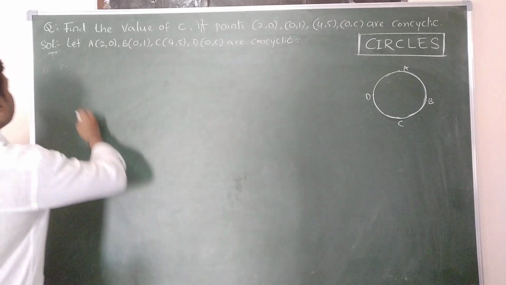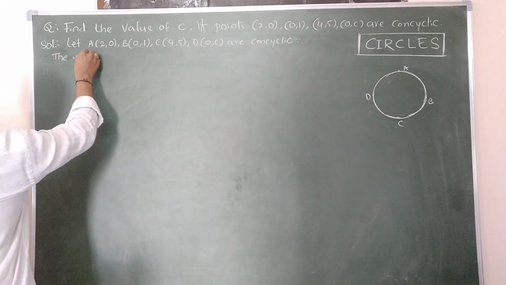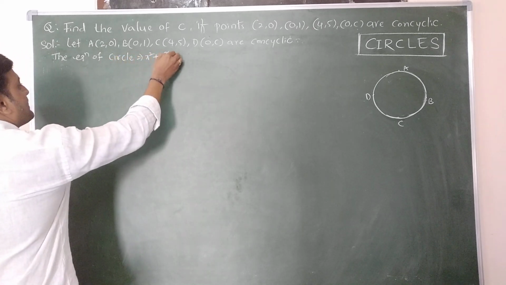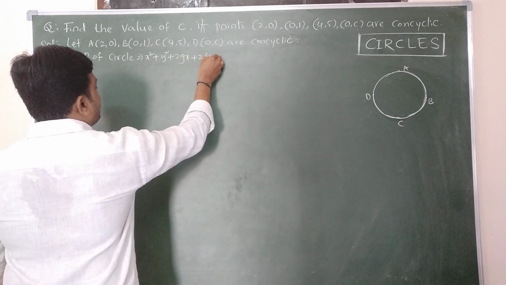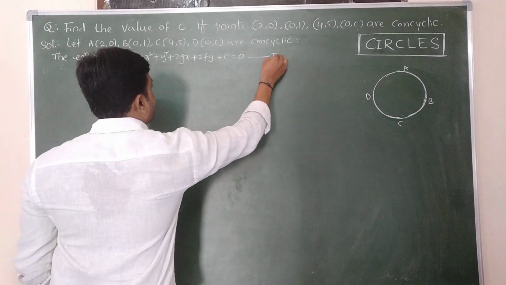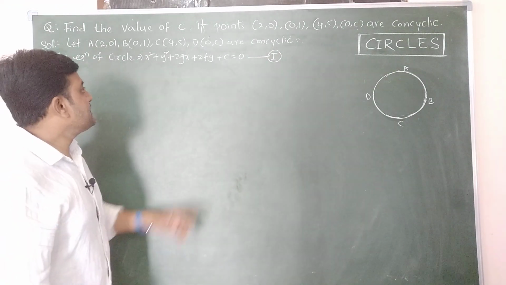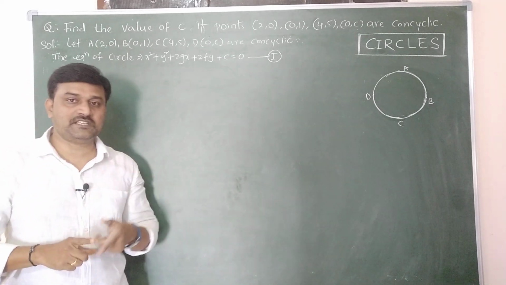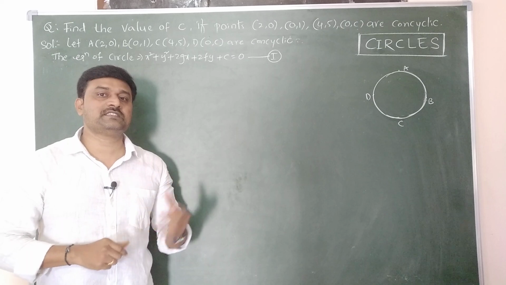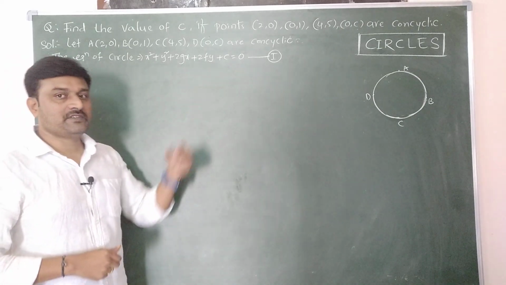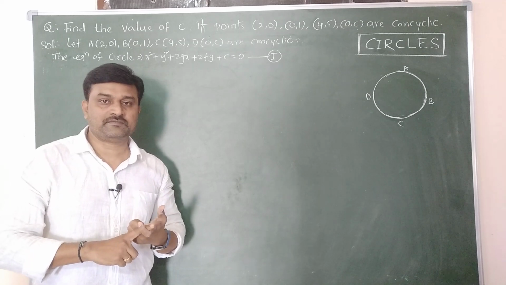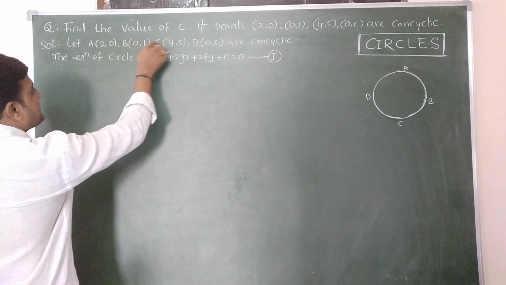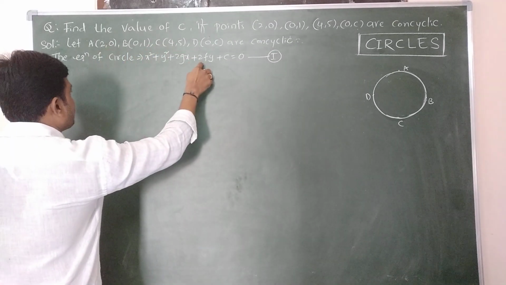At first, the equation of circle. The general equation of circle is x square plus y square plus 2gx plus 2fy plus c equals to 0, say that is equation 1. We just need g, f and c values, 3 values. For different values of g, f and c, we have different circles. For 3 values, we need 3 equations, 3 conditions. How to get 3 conditions? By substituting 3 points in the equation of circle.